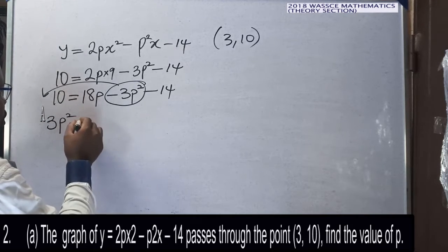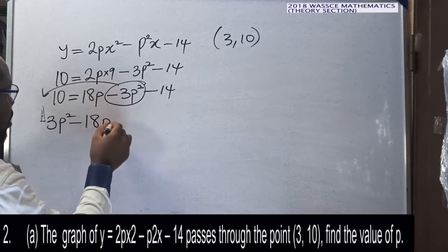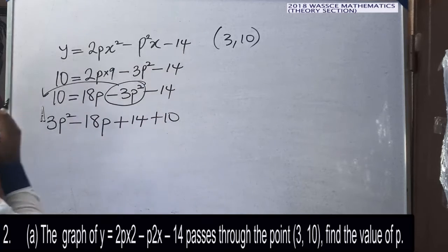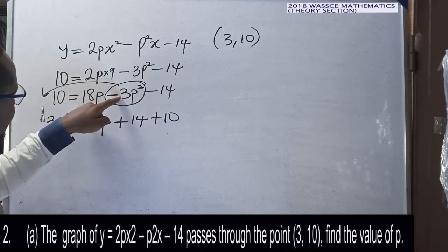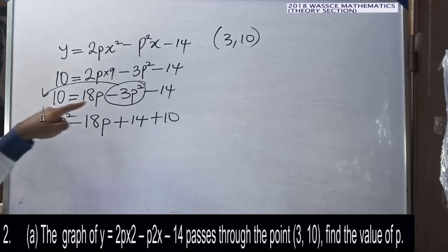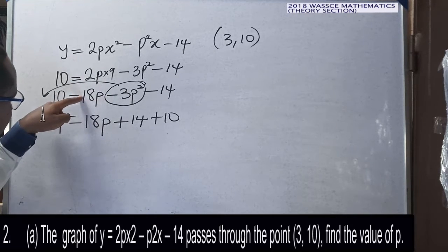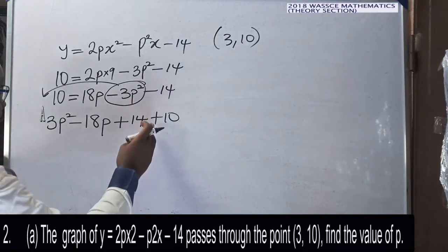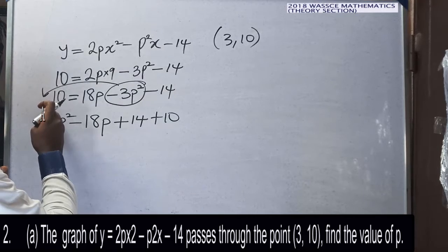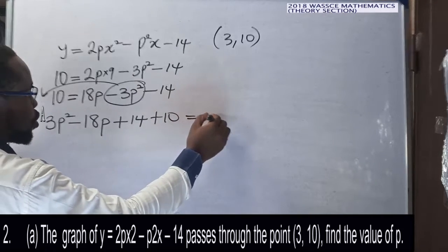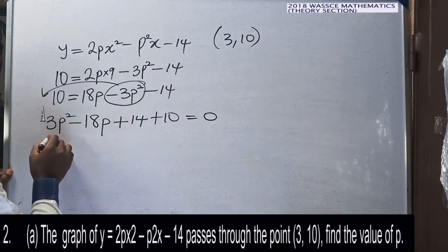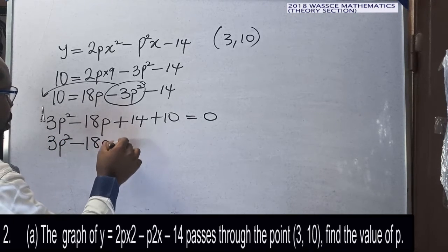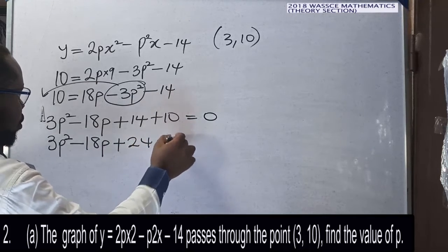Then this one over, of course, comes, we have minus 18p, this plus 14, then plus 10. Look at what I did now. I transferred this to this. It becomes positive. Now then this is a positive, it becomes negative. This is a negative, it becomes positive. Of course, 10 did not change its position. 10 is still on this other side. Is equals to 0. Simplifying further, I have 3p squared minus 18p plus 24 is equals to 0.